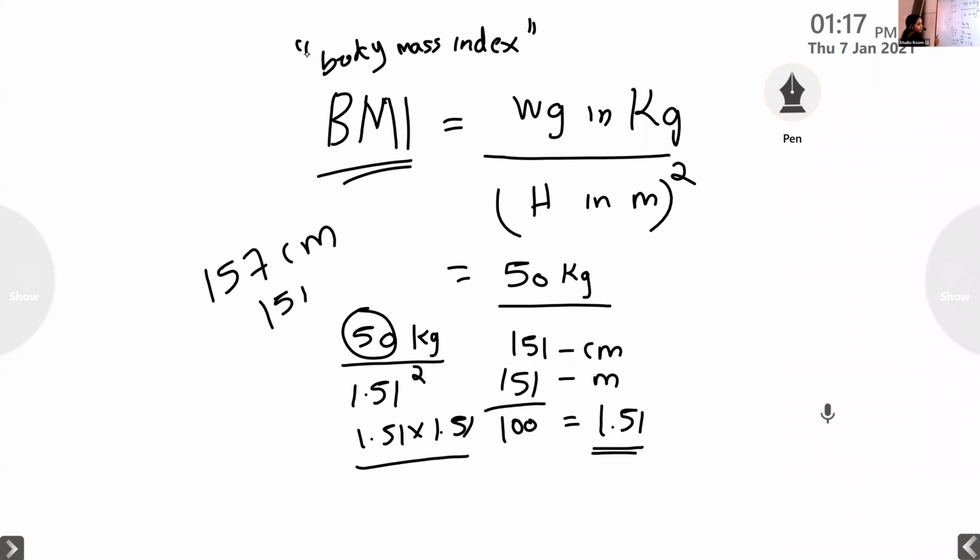The BMI? No. 1.51 into 1.51. What's the value? 22.8? No. How is it possible? It's 2.280. Very good. 2.28. Meghna, just do your calculations. I got 2.2801. I think I'm missing the point. Okay. You can use the calculator, okay? 2.28.